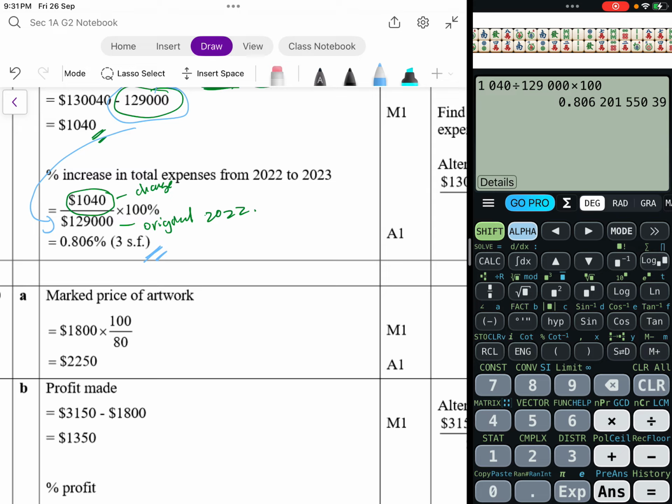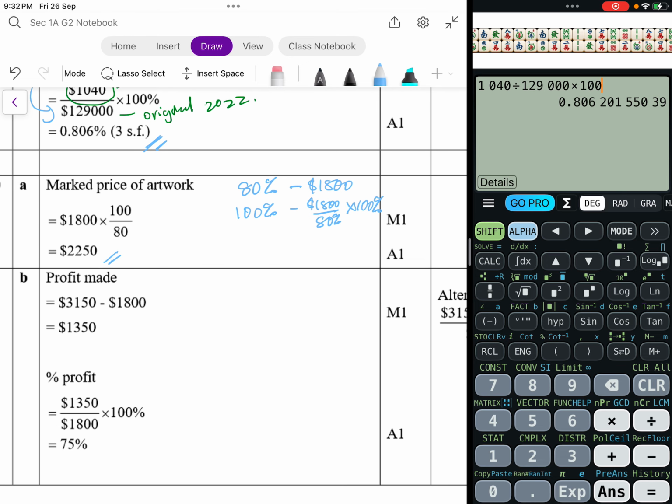Okay, next one. Elise bought artwork overseas at a discount price of Singapore 1800. The discount given was 20% of the mark price. So because it's 20% of the mark price, what's the mark price of the artwork before the discount? Because it's a discounted price, 80% is 1,800. Then to find 100%, take 1800 divided by 80% times 100%. Okay, you should get the same answer.